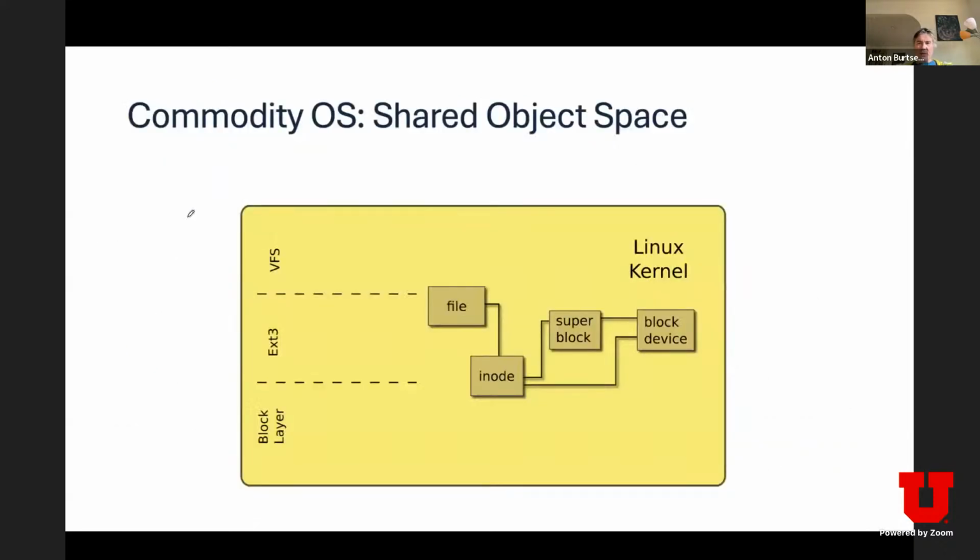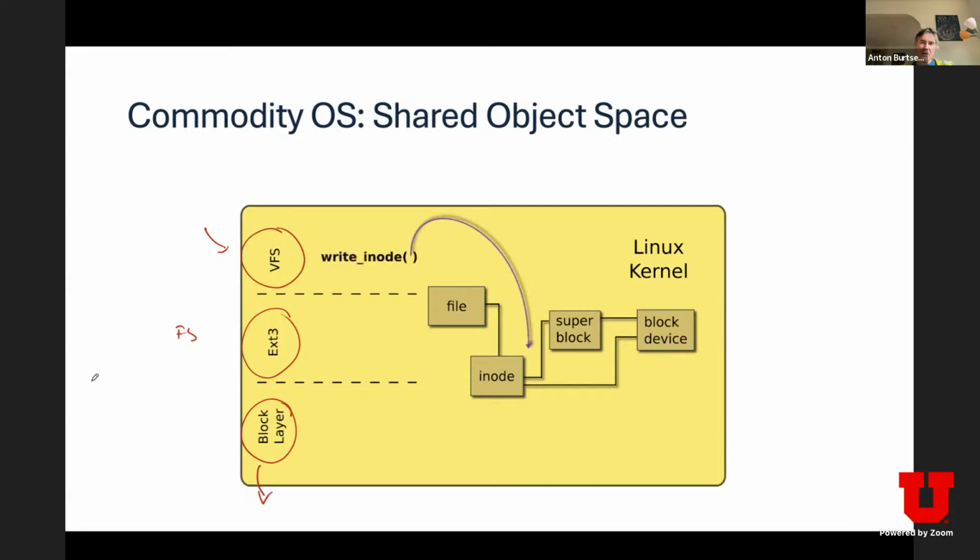Okay, so how does it work? Imagine we have a Linux kernel, and it usually is implemented in a layered fashion. In this case, we have 3 layers. At the bottom, we have a block layer, which will use a device driver to write to the disk. In the middle, we have ext3. It's a file system level layer. And on top of it is a virtual file system, essentially some generalization, a layer which abstracts details of individual file systems.